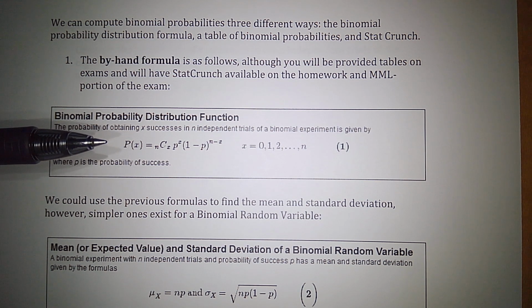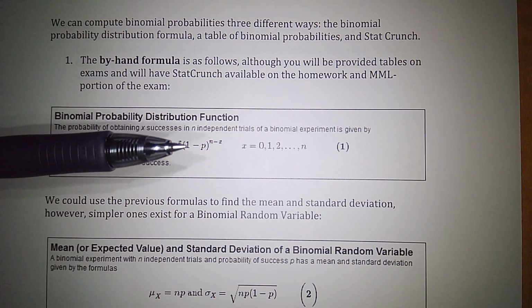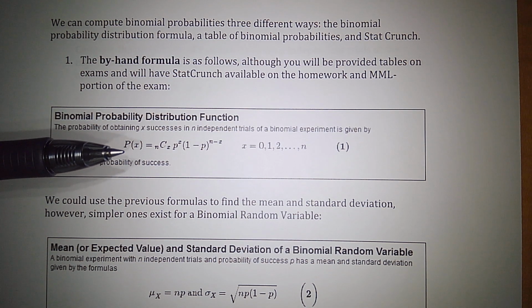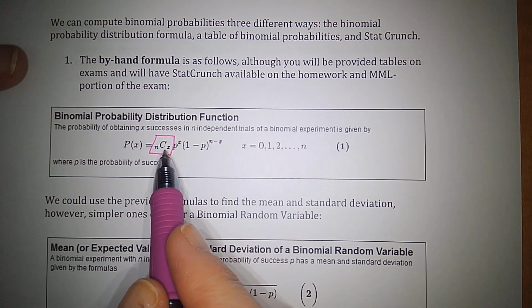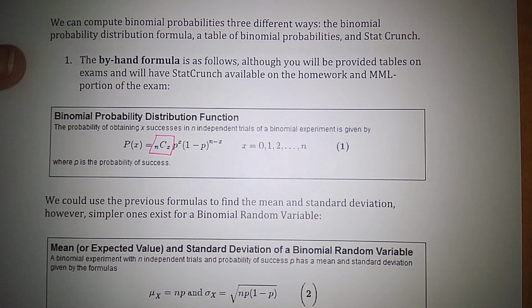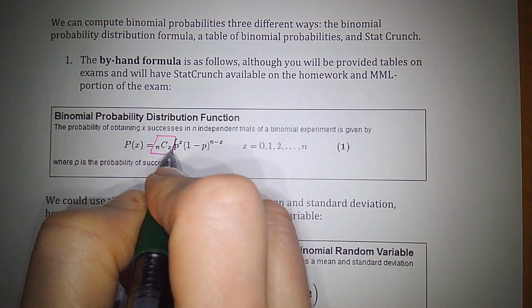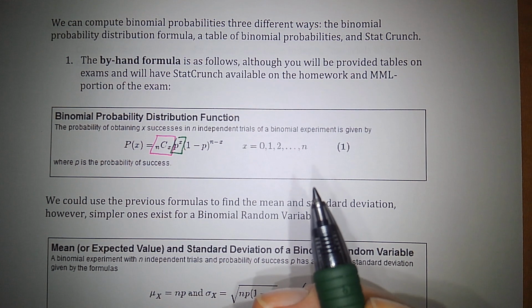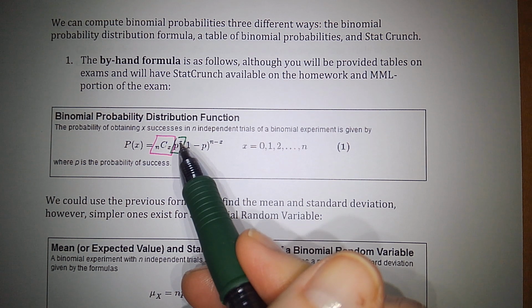So the probability of obtaining X number of successes in n independent trials of a binomial experiment is given by the following formula. You're going to recognize parts of this. Back from Chapter 5, we learned what a combination was. This is a combination of n total trials. We're going to take X successes out of the n total number of trials. The next piece is the number of successes. So this piece right here, P is the probability of success. X is the number of successes we want.